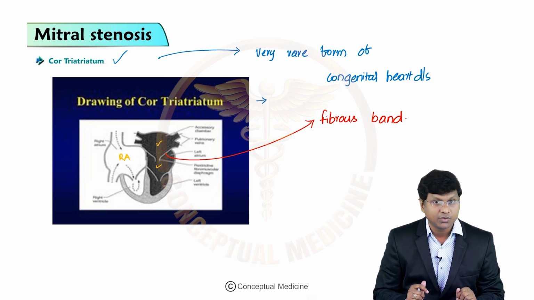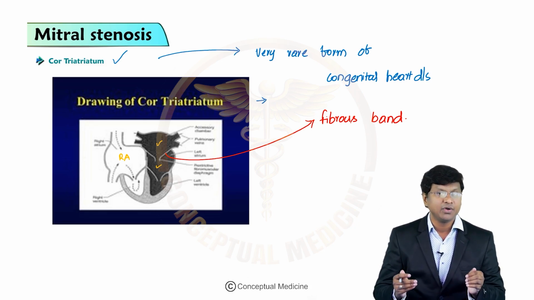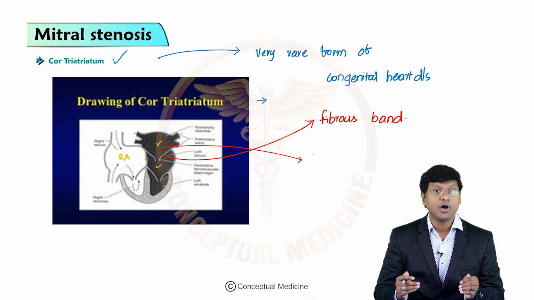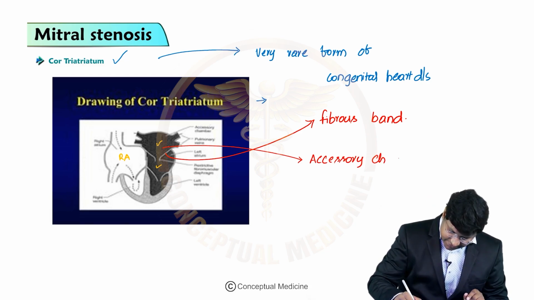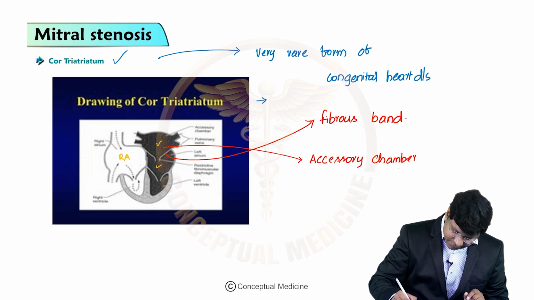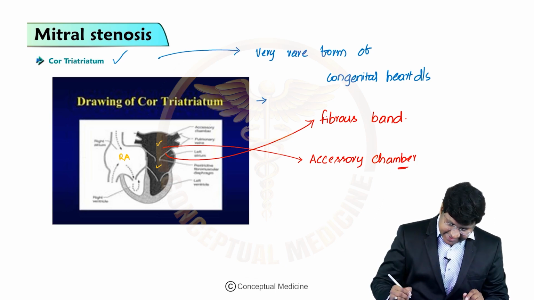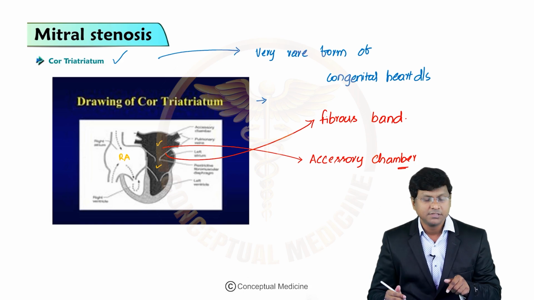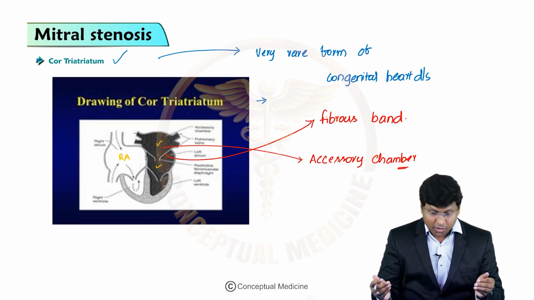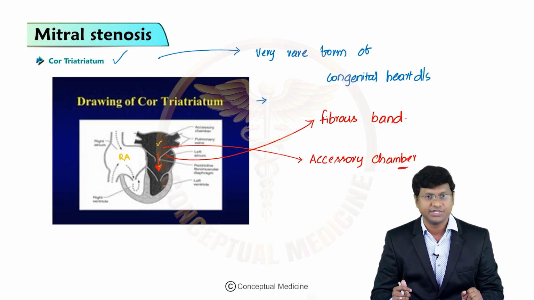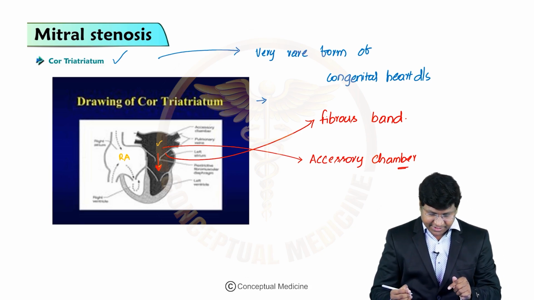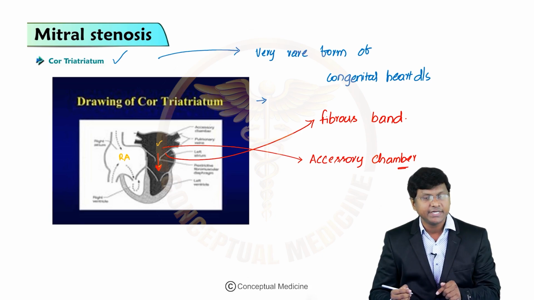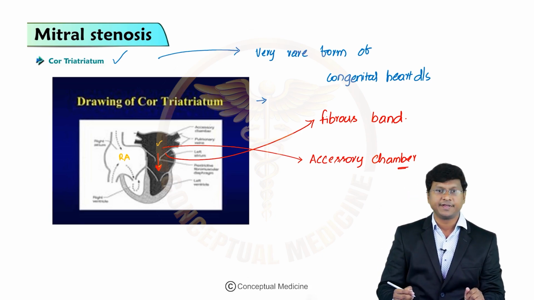So in this Cor Triatrium, what is happening? There will be draining of a part of or all the pulmonary veins into the accessory chamber. You see, this is the accessory chamber. Into this accessory chamber, a part of the pulmonary veins or all the pulmonary veins open. And this particular accessory chamber is connected to, or linked to, the distal portion of the left atrium.